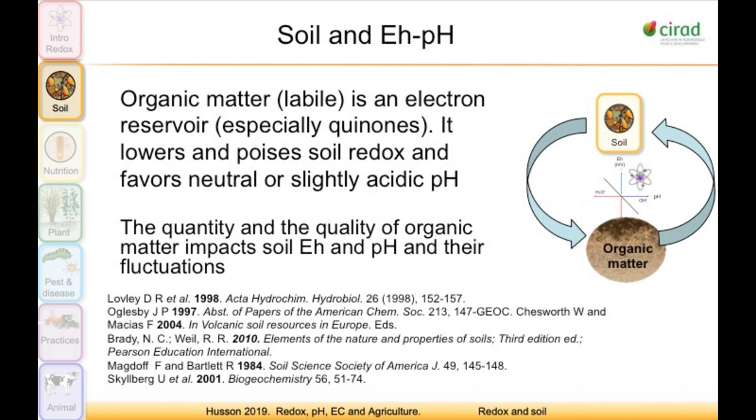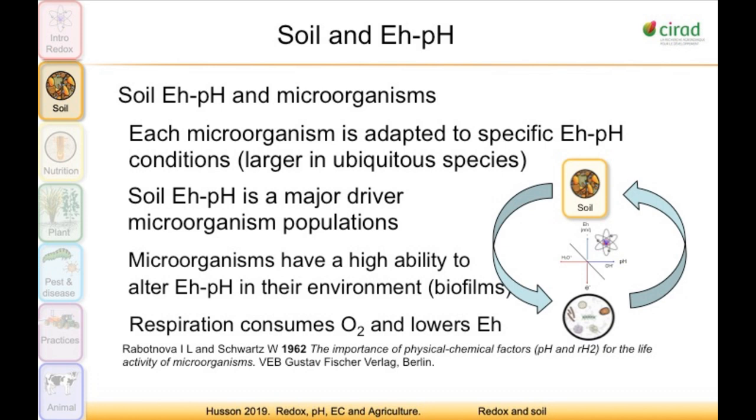Each microorganism is adapted to specific EH, pH conditions. Some are more ubiquitous than other ones, so they can have a wider range. But most of them are adapted for specific EH-pH conditions. It's linked to their metabolism, mainly. So soil EH-pH is a major driver of the population of microorganisms. It will really determine what kind of microorganism you will get.